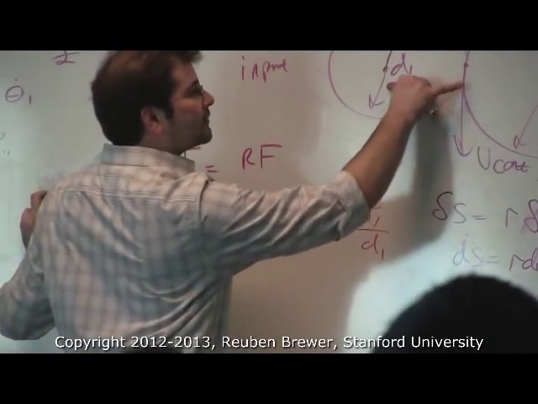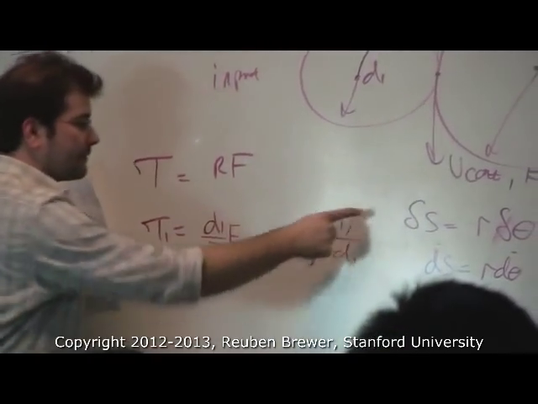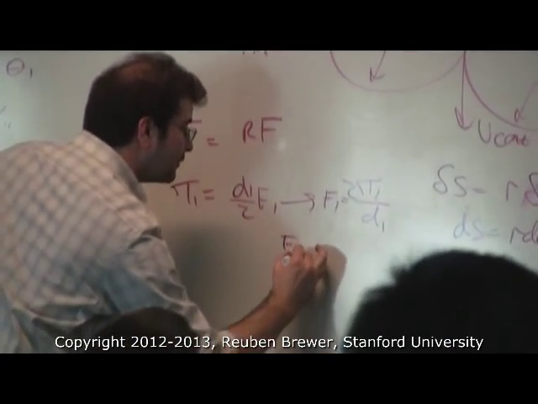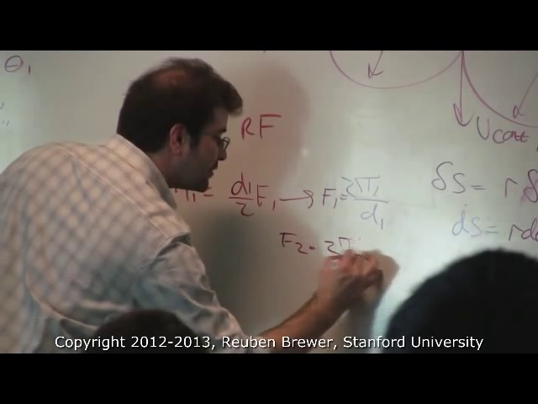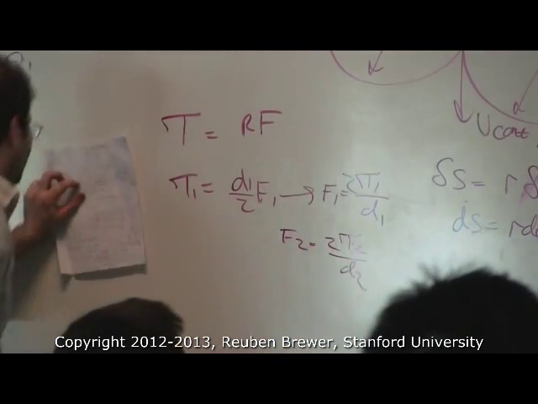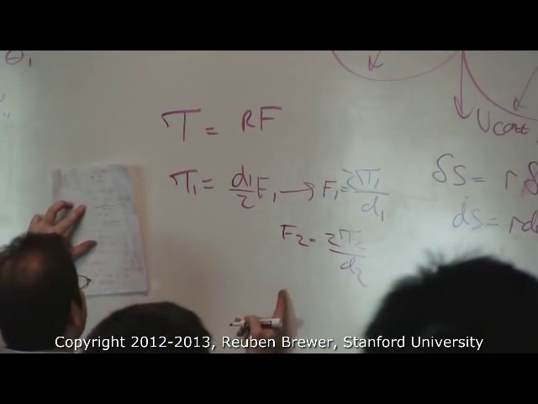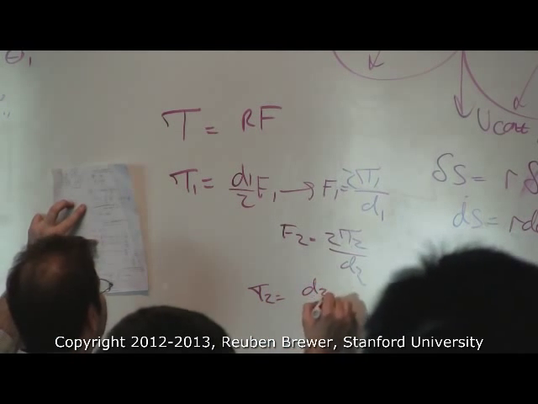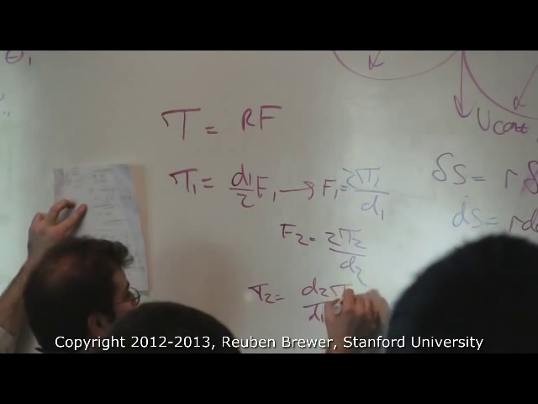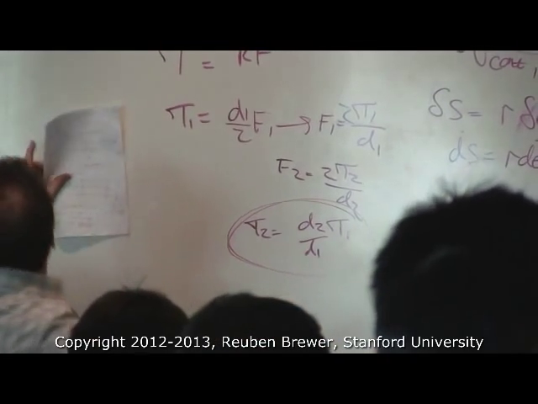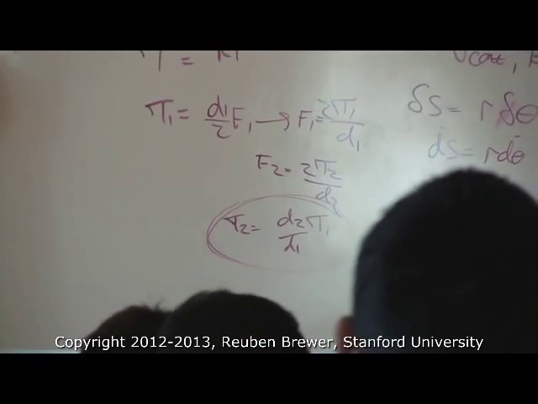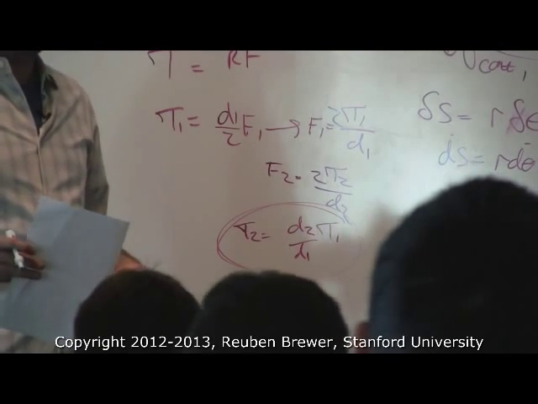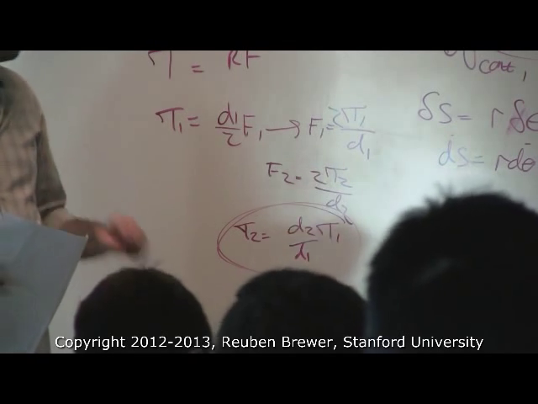So we've got a force here, and we've got a radius. So now force 1 is 2 tau 1 over d1. And then f2 is 2 tau 2 over d2. But the force is the same, so when we set them equal to each other, we're left with tau 2 is d2 over d1 tau 1. Does everyone see this? Please let me know. It's simple, but I'm going quickly and writing badly.